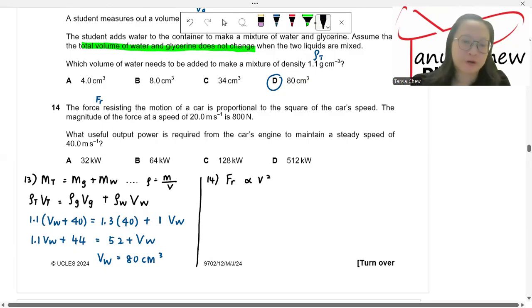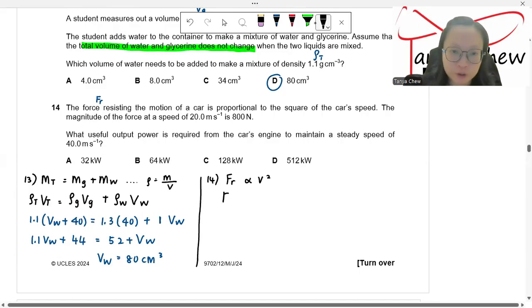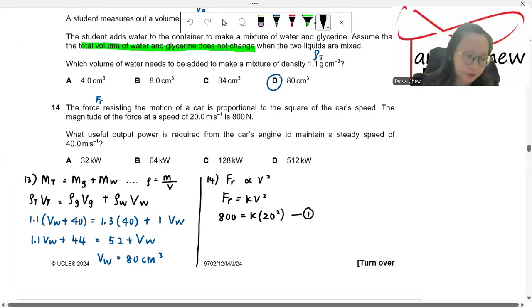Magnitude of the force at a speed of 20 meters per second is 800 Newton. What useful output power is required from the car's engine to maintain a steady speed? Steady speed means constant speed of 40 meters per second. Now, to get rid of this proportionality, I put equal to a constant, just put a v squared there. Now I sub in for 800 Newton: resistive force is equal to K times 20 squared. I put it as my first equation.